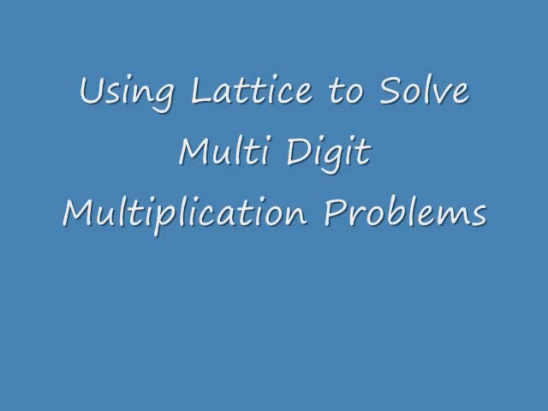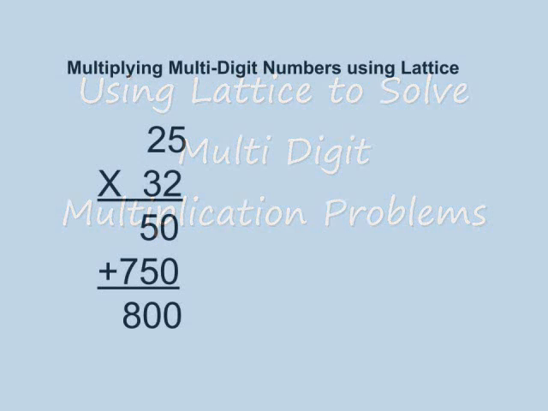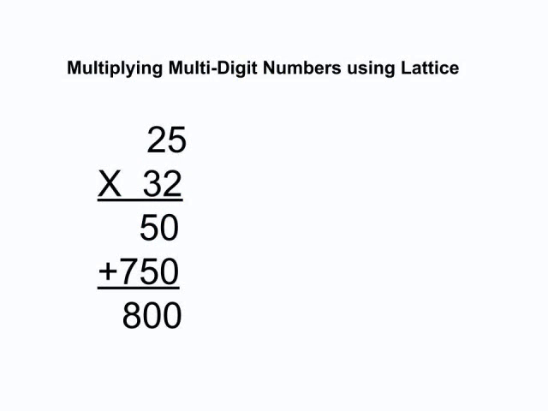Today we will be exploring how to use Lattice to solve multi-digit multiplication problems. In our example, we have 25 times 32. We have all done this in the past when we add and we subtract and now when we multiply. We know 25 times 32 equals 800.